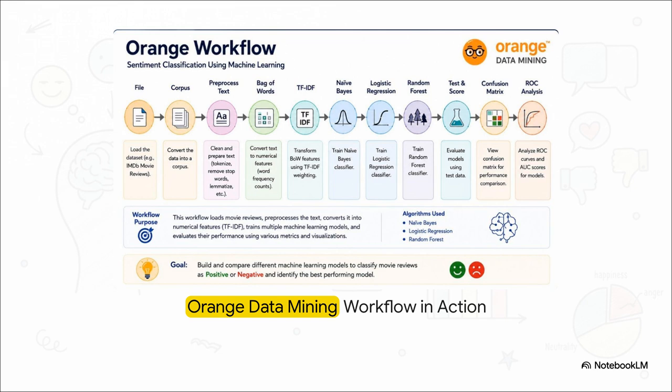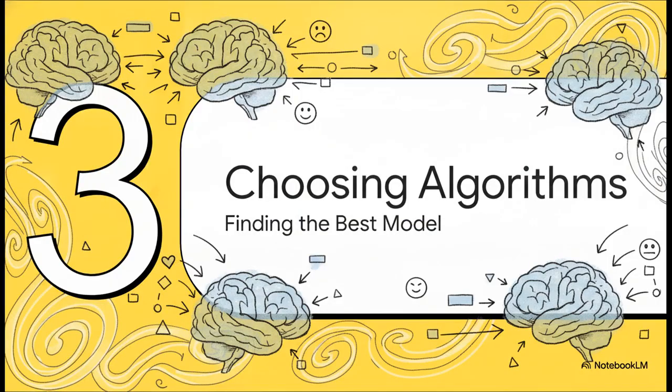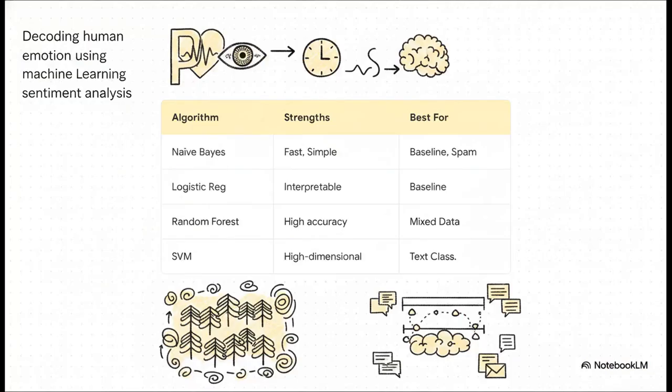You can see naive Bayes, logistic regression, and random forest lined up there, before finally pushing it all into our evaluation tools on the far right. Which brings us to section 3, choosing the right algorithm, or finding the best model for the job. You can kind of think of these algorithms as different types of digital brains. There's no magic, one-size-fits-all solution here. You've got to pick the right tool for the job.